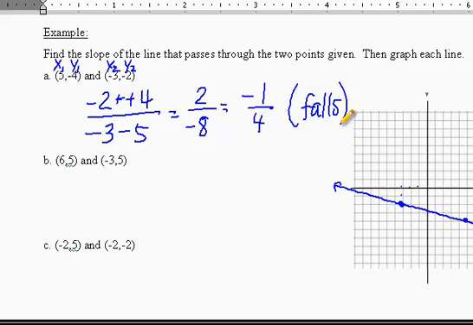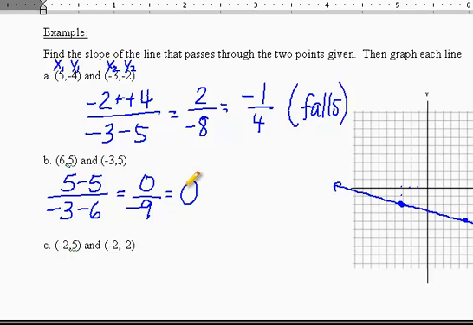Take a look at the second example, part B. I'm going to go y2 minus y1. So 5 minus 5. And I do my second y value, which is -3 minus 6. Well, 5 minus 5 is 0. -3 minus 6 is -9. 0 divided by anything, though, is 0. Please do not leave your answer as a fraction because it can be simplified.